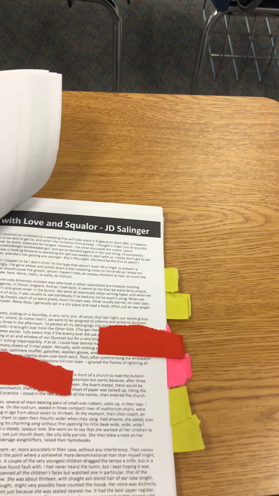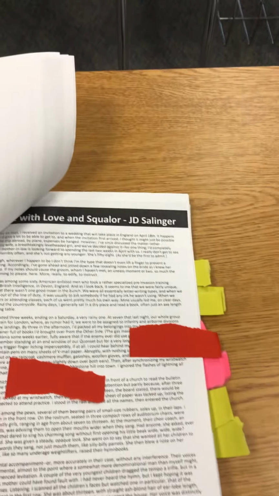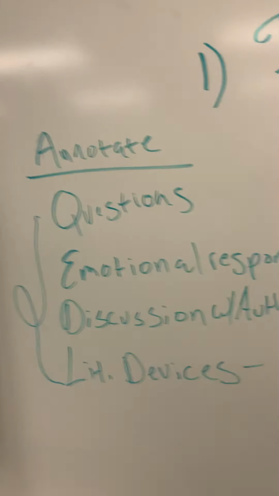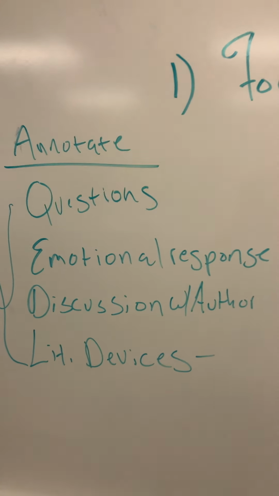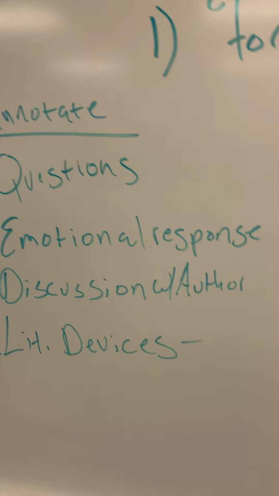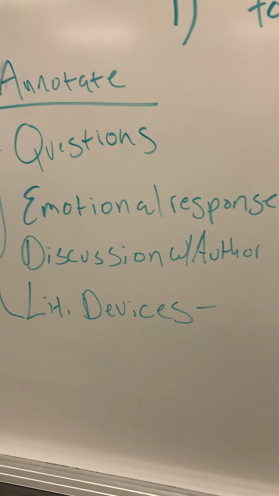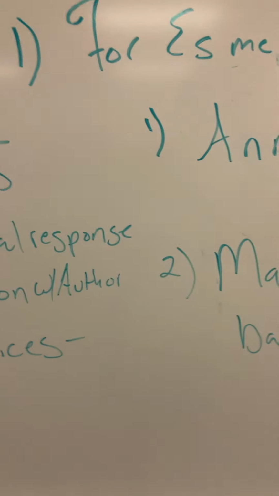I'm not annotating this because, as you see, it's not double-sided. This is the copy I use for your class if I need an extra copy. But in here are all the times that I found one thing that we're going to talk about after you do your annotation. Now, again, these are some of the things you can annotate: questions, emotional responses you have to the reading, a discussion with the author, why would you write this, and then different literary devices, okay?